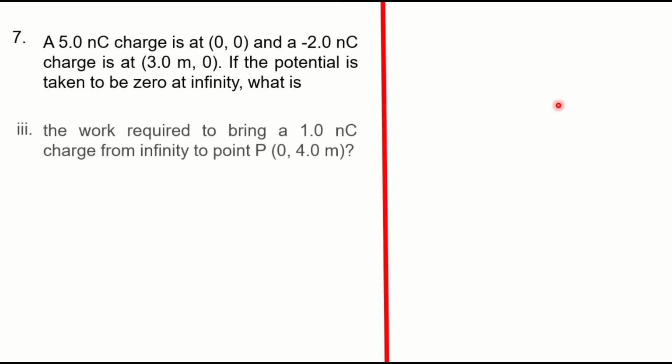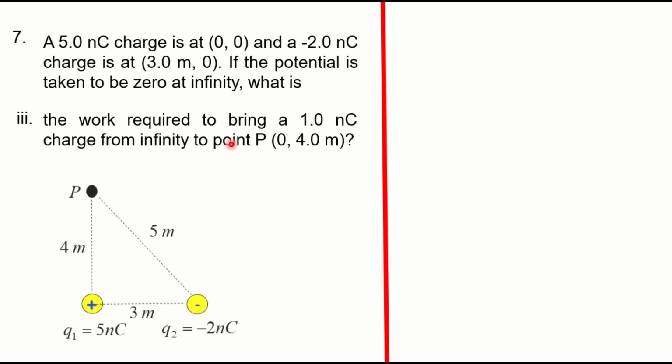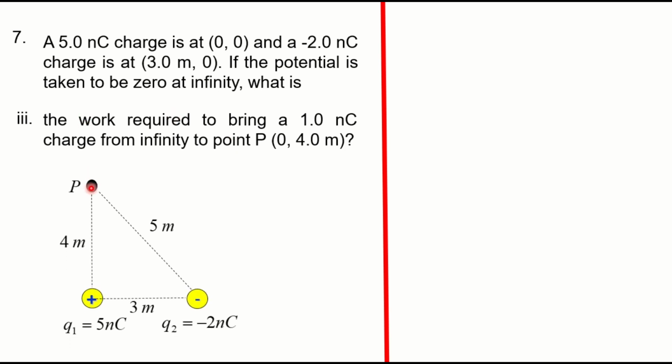And the final part of this question is the same question. Now it says the work required to bring a 1.0 nanocoulomb charge from infinity to point P. So here we have point P, and we want to bring a charge from infinity to point P. How much work is required? The charge is 1.0 times 10 to the power of negative 9, because it's 1.0 nanocoulomb.